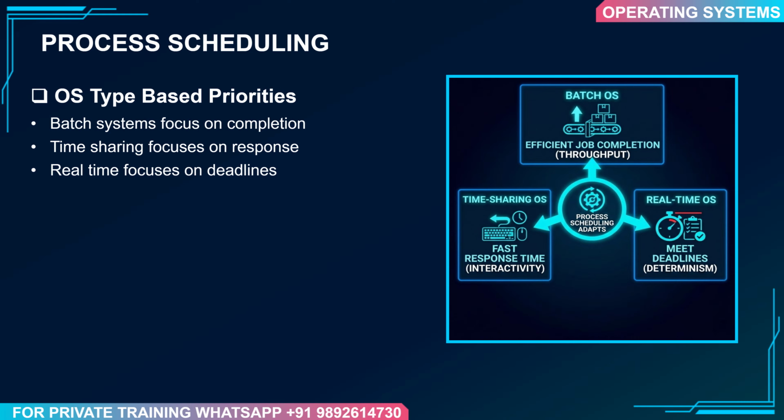Depending on the type of operating system, scheduling priorities can change. In a batch operating system, the focus is on completing jobs efficiently, not on user interaction. In a time sharing system, fast response time is critical. In a real time system, meeting deadlines is the most important requirement. Process scheduling adapts to these different needs.